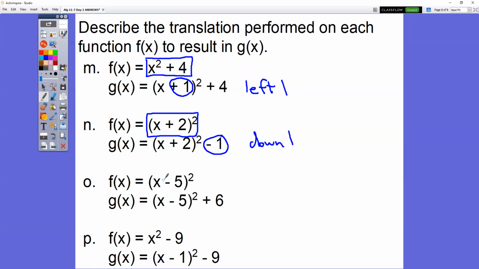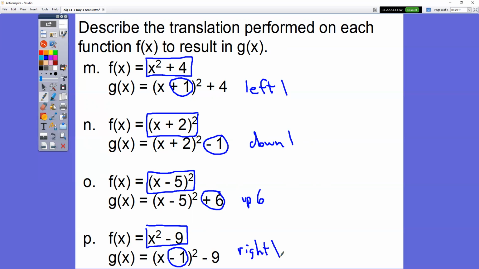Take a look at o. This is our original one, x minus 5 squared. Notice that we have x minus 5 squared still, but then we're adding 6 to the end. If we're adding 6 to the end, we'd be going up 6. And then in p, we have x squared minus 9. That minus 9 stays the same. The only thing that's different is this minus 1 just to the x. If it's just to the x, it is right 1.